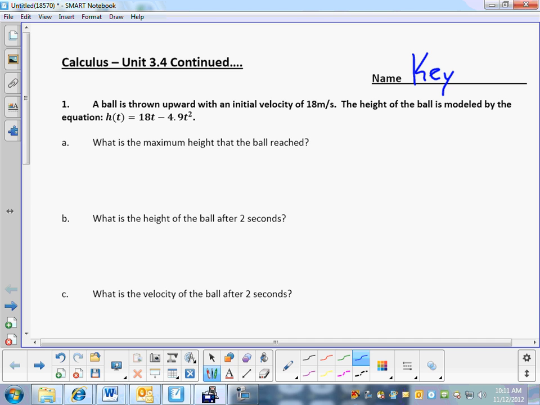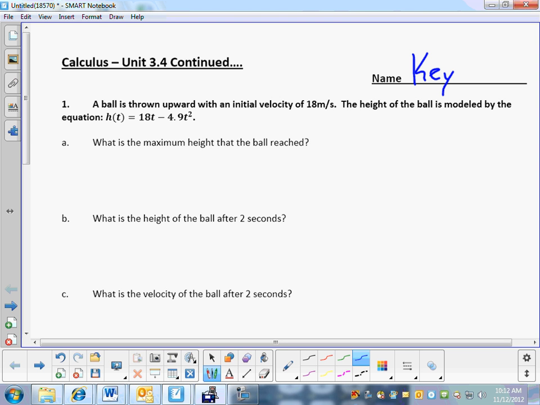Let's see what you guys remember about what you've learned last week, Thursday and Friday. And Wednesday we talked about velocity. We've talked about change of direction. This says as follows. A ball is thrown upward with an initial velocity of 18 meters per second. The height of the ball is modeled by the equation h of t is equal to 18t minus 4.9t squared.